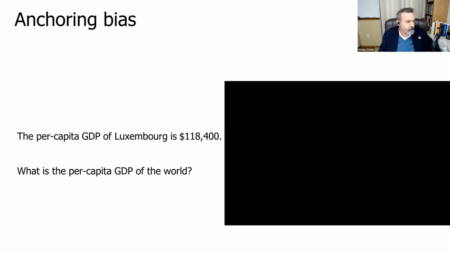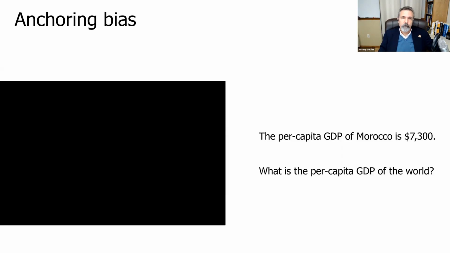So write down something. Then I say to this group, okay, put your heads down. And the other group, put your heads up and look at this. Read this and answer the question. So they read this and it says the per capita GDP of Morocco is $7,300. What's the per capita GDP of the world? Go ahead and write down your best guess. And they write down their answers.